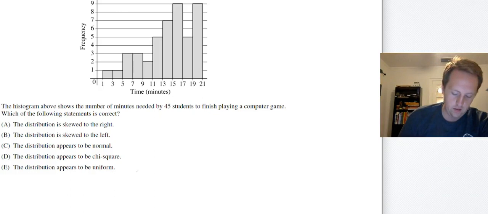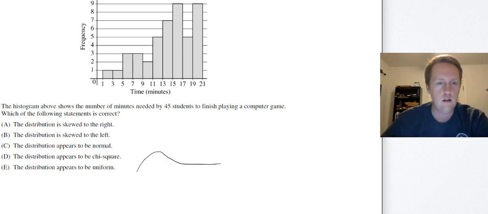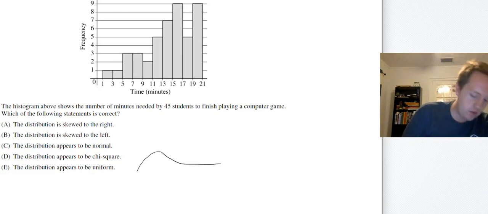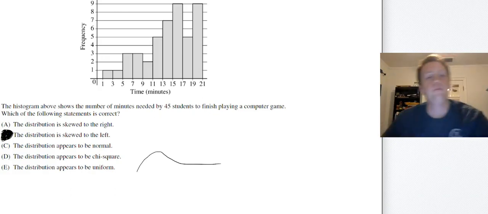Chi-square looks like that, and also goes out to infinity, so it's not going to be chi-square. The distribution appears to be uniform. No, those bars aren't even kind of alike. So, like we thought, it's this one. I don't know why I'm coloring it. You can enjoy watching me color it. Okay, great.